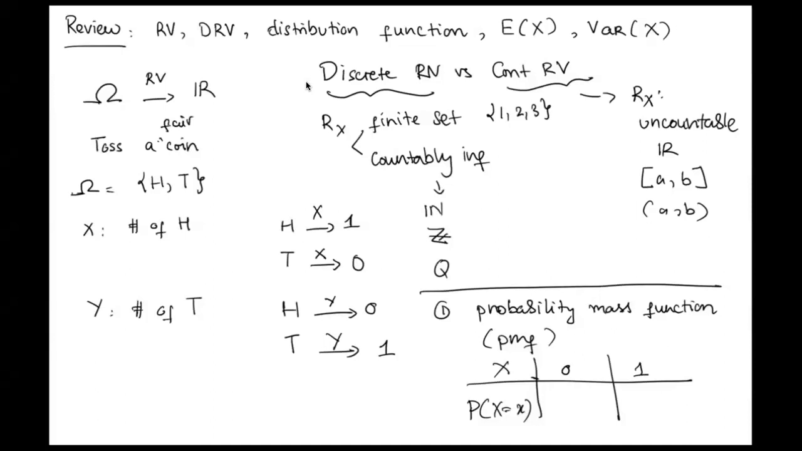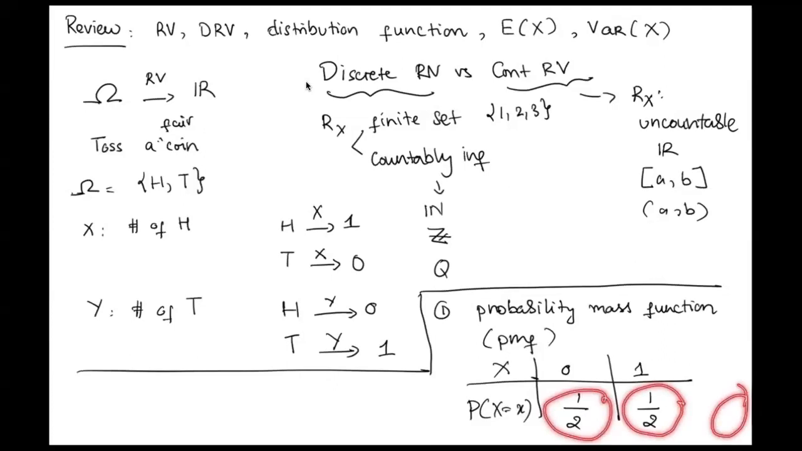Then the probability that x equals 0 means the probability that the number of heads is 0, which means the probability of the tail event, which is just 1/2. Similarly, the probability of having one head is also 1/2. You will have to notice that for a probability mass function, when you add all the probabilities together, you should get 1. If you don't get 1, that is not a probability mass function.